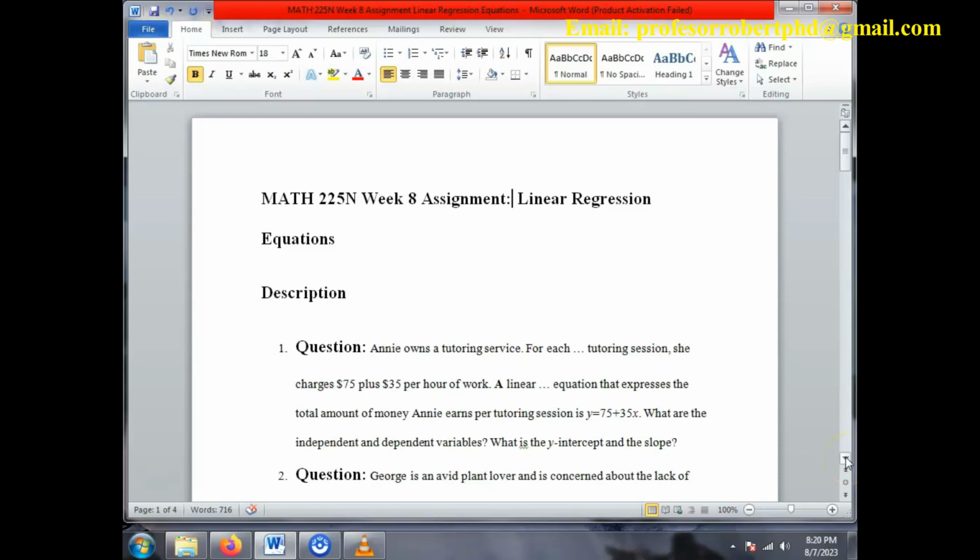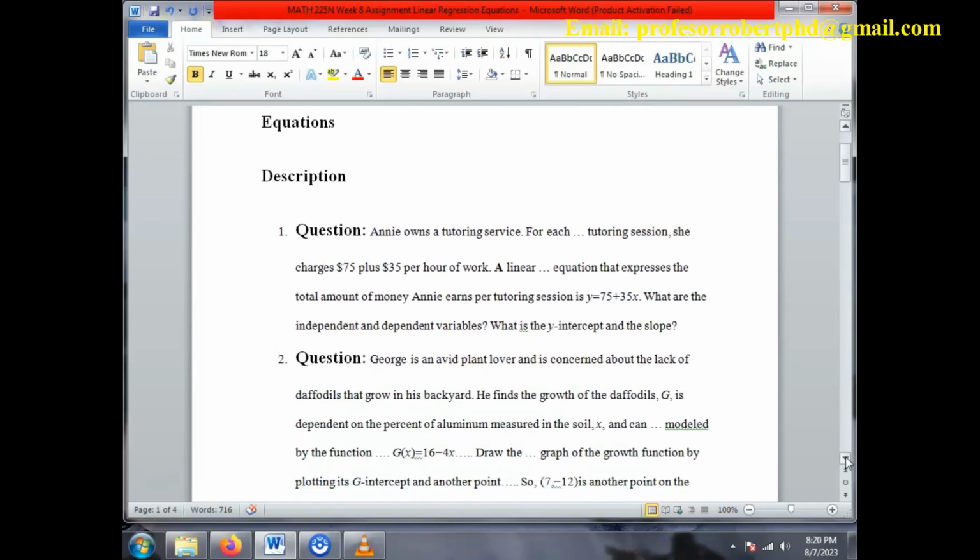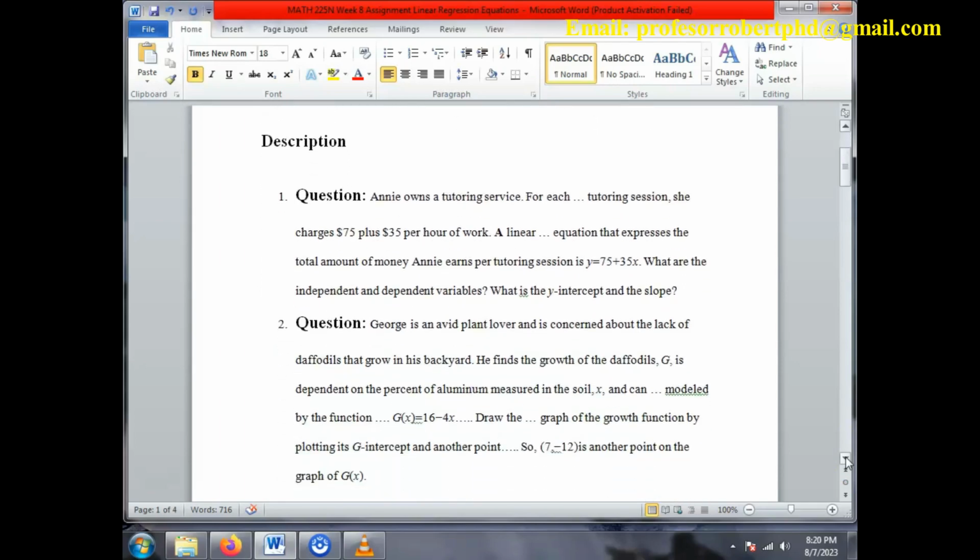Math 225, Week 8 Assignment: Linear Regression Equations. Question 1. Annie owns a tutoring service. For each tutoring session, she charges $75 plus $35 per hour of work. A linear equation that expresses the total amount of money Annie earns per tutoring session is y = 75 + 35x. What are the independent and dependent variables? What is the y-intercept in this slope?